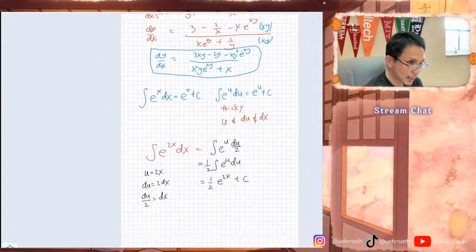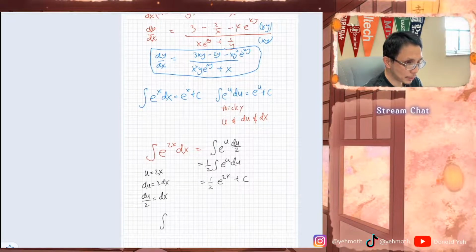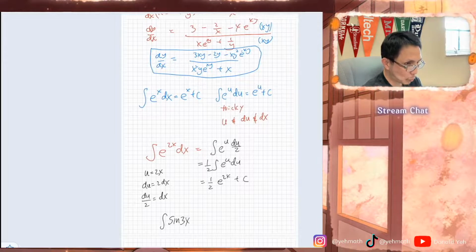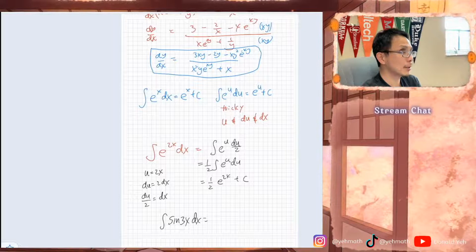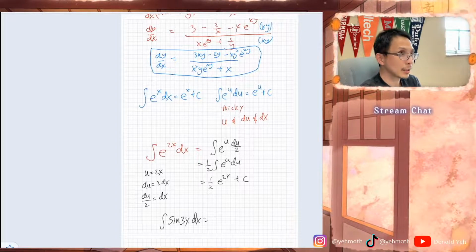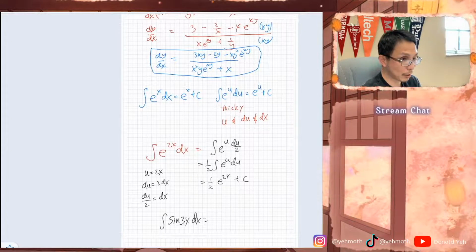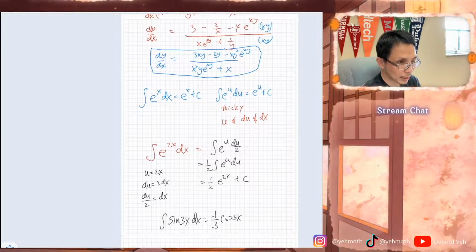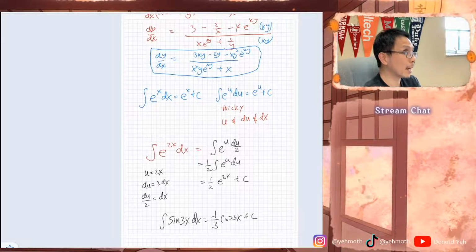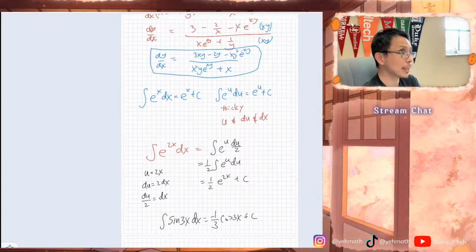Now, this also happens with integrating sine of 3x. It turns out it's very easy. u equals 3x, du equals 3 dx, so du over 3, which means 1 over 3, negative cosine of 3x. Without any work, I can figure out it's negative 1/3 cosine 3x plus c.